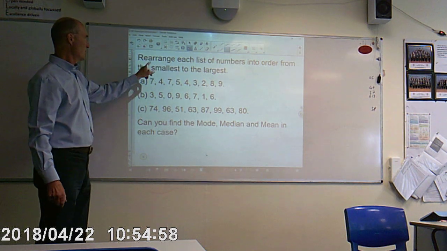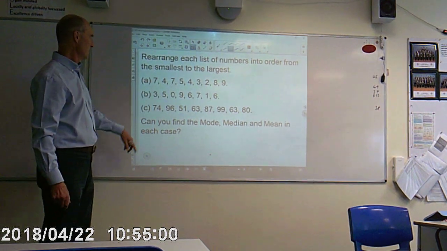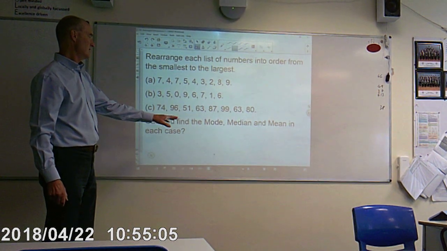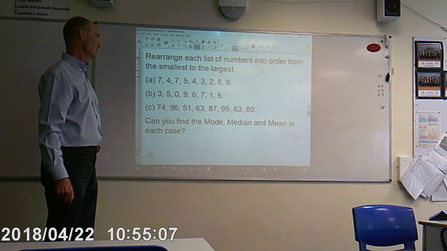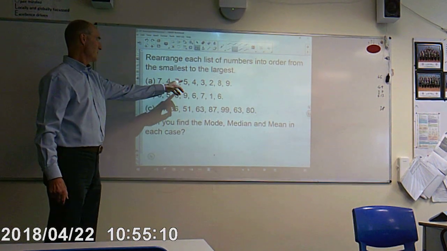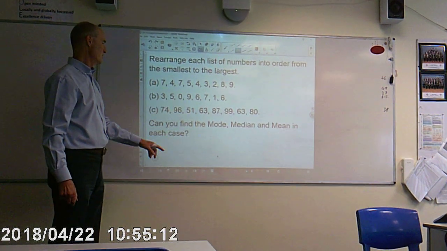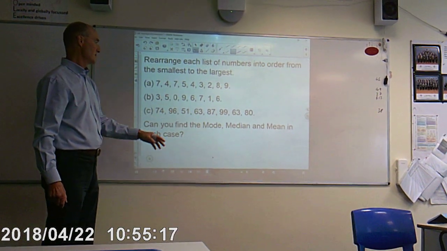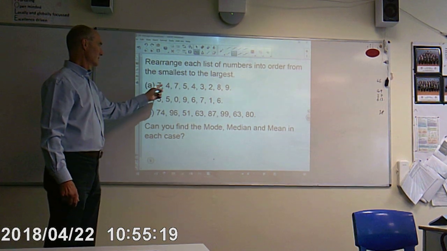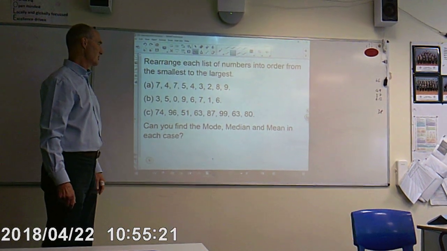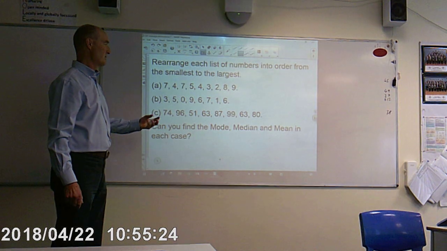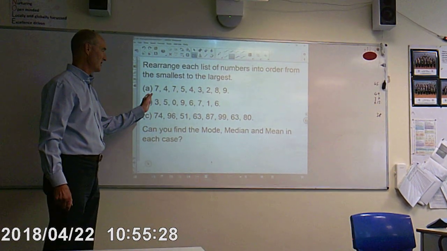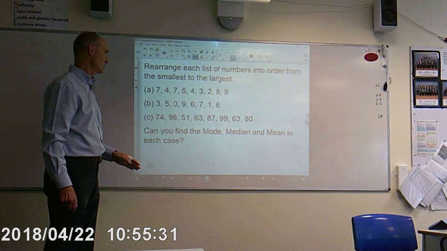Let's just try a few examples there. So I've given you 3 lists of numbers, and I've asked you, can you find the mode, the median, and the mean in each of those cases? For each example, find the mode, the median, and the mean. Don't forget the mode is the number in the sample that appears the most times. The median is the number that comes in the middle. But bear in mind, you've got to make sure that you've written those numbers in order first.